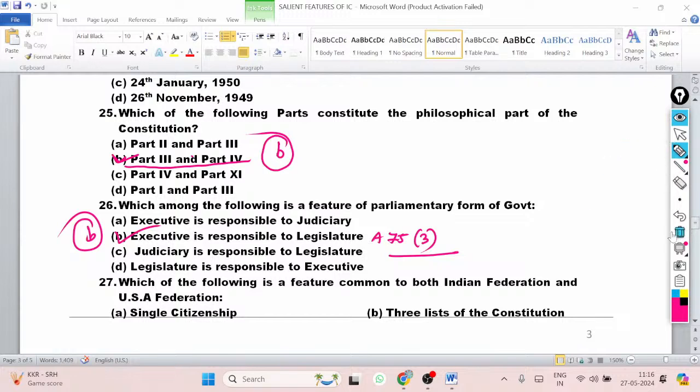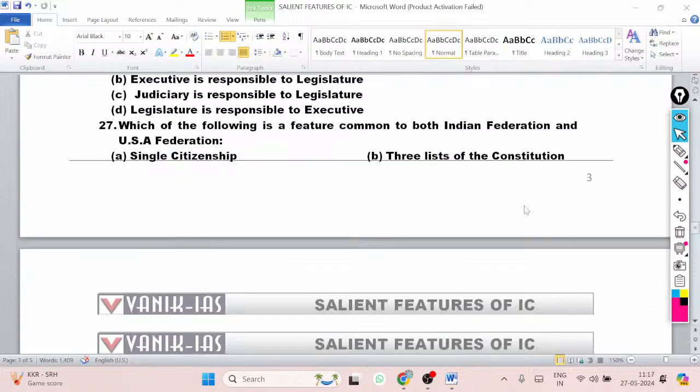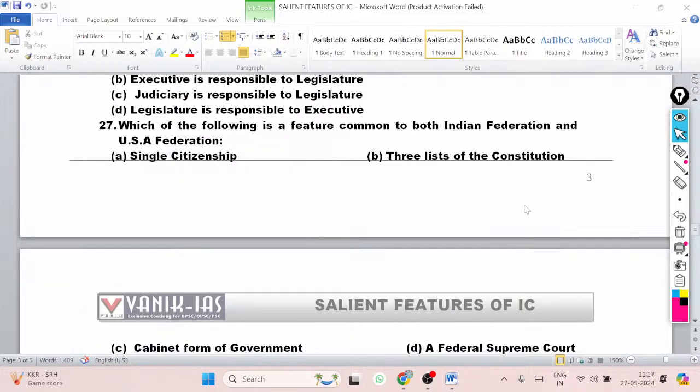Now, dear ones, come to 27. Which of the following is a feature common to both the Indian Federation and the USA Federation? Single citizenship is not common, because the USA has dual citizenship, so it is incorrect. Three lists in the constitution are not there. Cabinet form of government is not there. Federal Supreme Court is there. So the answer will be D.